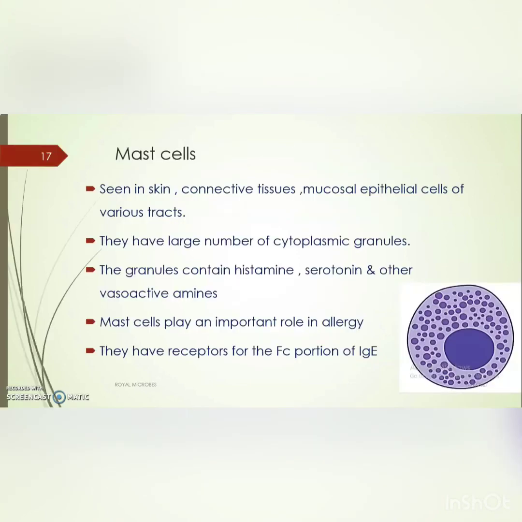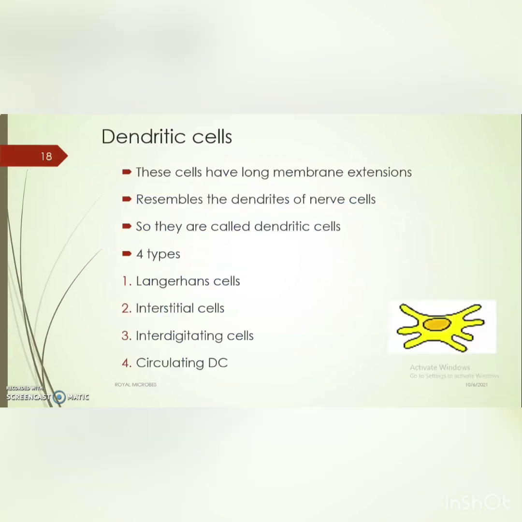Coming to the next cell, that is the mast cell. This is seen in skin, connective tissues and the mucosal epithelial cells of various tracts. That is, our body tracts are covered with mucous membrane and these epithelial cells possess mast cells. They have a large number of cytoplasmic granules, and these granules mainly contain substances such as histamine, serotonin and some other vasoactive amines. Mast cells also play an important role in allergy and they have specific receptors for the Fc portion of IgE antibody.